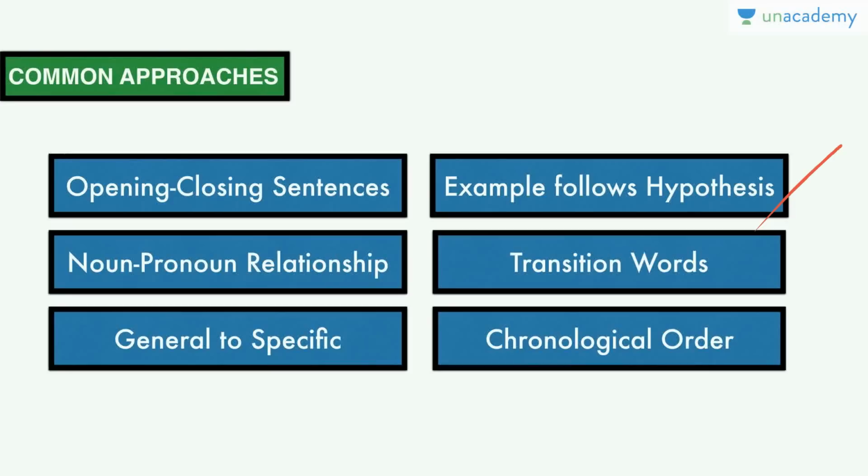Next approach we use is example follows hypothesis. So usually what you do is you hypothesize something, you theorize something, you propose a statement, and then use an example to substantiate your theory. So the hypothesis or the theory comes first, and that is followed by examples. In a very rare case, an example is stated first, and then that example is used to explain the theory. So the example comes first, and then that example is used in a way that tells you the theory that the author wants to talk about.